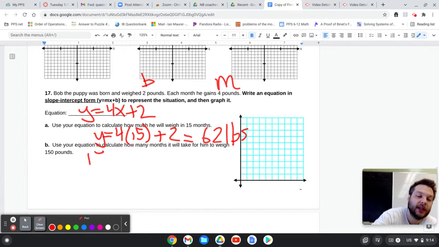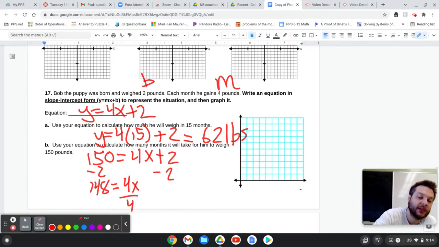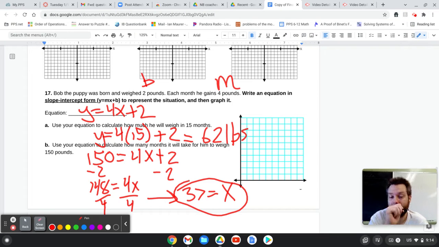How many months will it take him to gain 150 pounds? That's a y value. His weight is the y value. We just practice solving this type of equation. It's a two-step equation. We subtract 2 from both sides to get 148 equals 4x. We divide both sides by 4, and we get 37, I believe. 37 is x. Okay. Graphing Bob's weight.